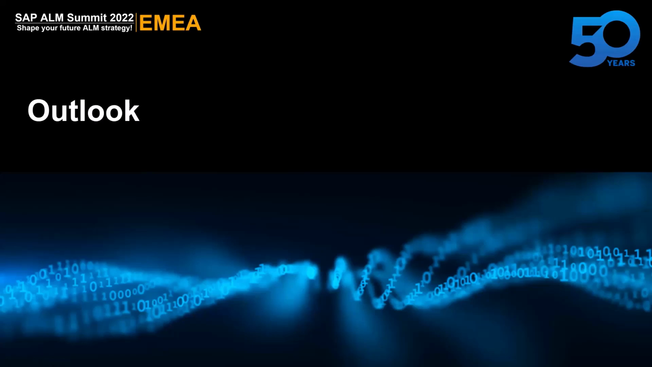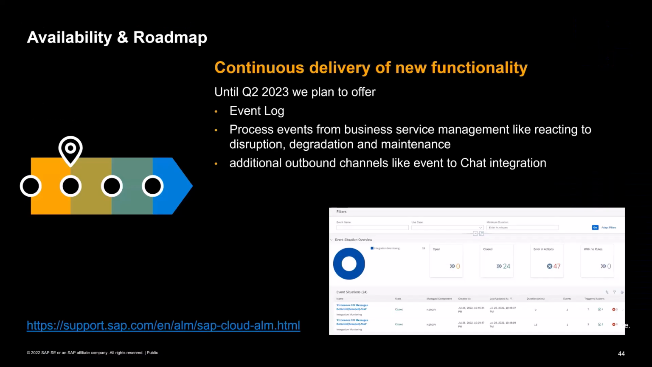So a short outlook. We continuously try to deliver new functionality. We plan to offer also event logs, with which we can check which events, which outbound actions were triggered for which events and how many events were triggered. We will support processing events from business service management, like reaction to disruptions or degradations or maintenances. And we will continue developing additional outbound channels like event to chat integration.